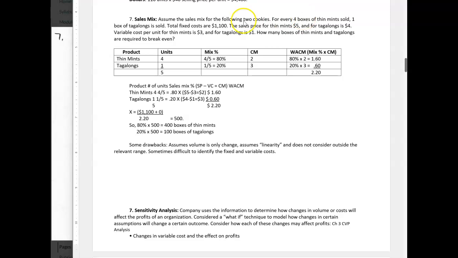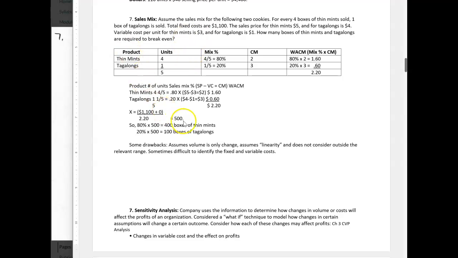We've got 2 cookies, Thin Mints and Tagalongs. Their fixed costs are $1,100, and the selling price for Thin Mints is $5, Tagalongs $4. The variable cost for Thin Mints is $3, so the contribution margin would be 2, 5 minus 3. For Tagalongs the variable cost is 1, so 4 minus 1, or 3, is the contribution margin. The question is, how many boxes of Thin Mints and Tagalongs are required to break even?